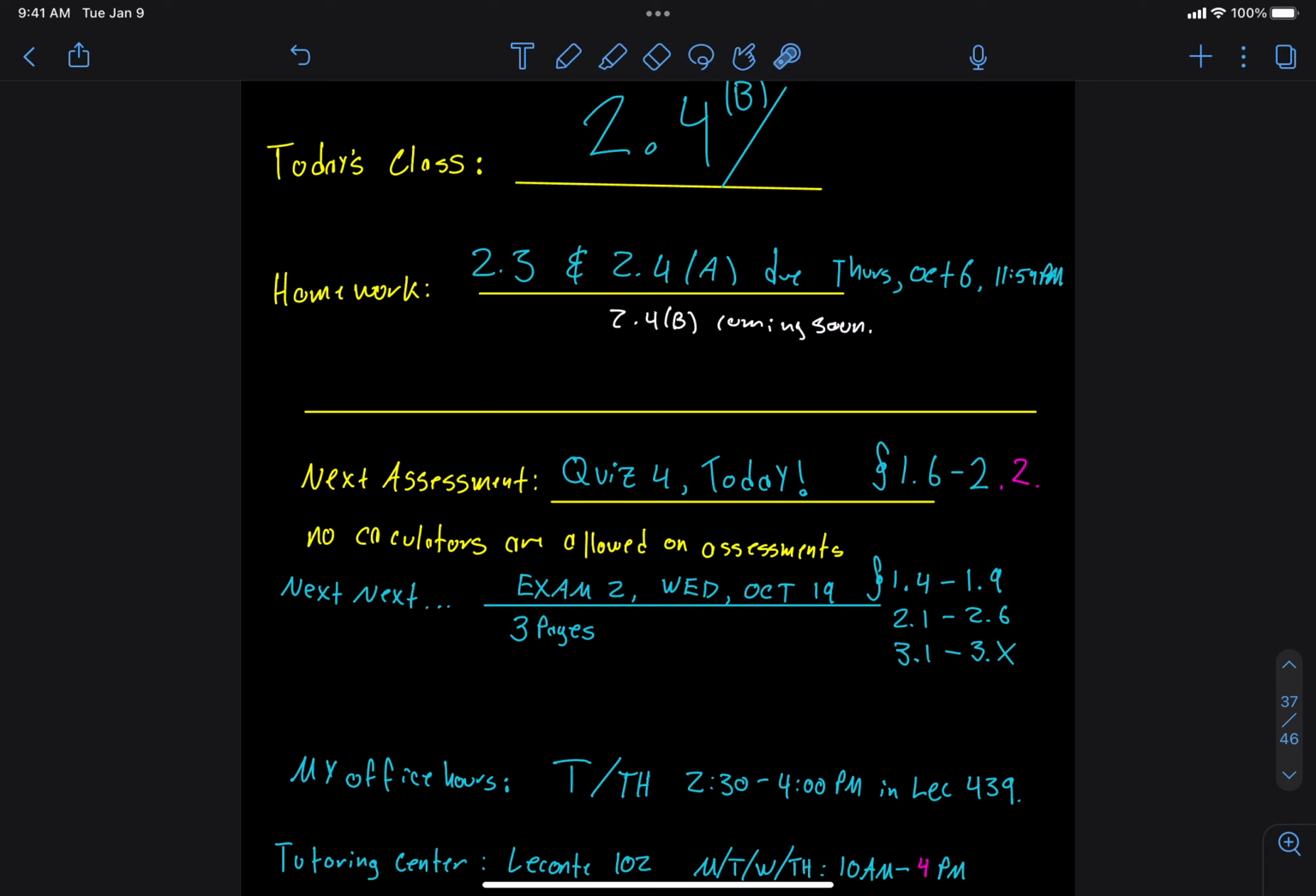Your next assessment is quiz 4, which is going to be today, and that covers sections 1.6 to 2.2, so we'll do that in the last 15 minutes of class. While I remember, I better set myself an alarm so I don't forget.